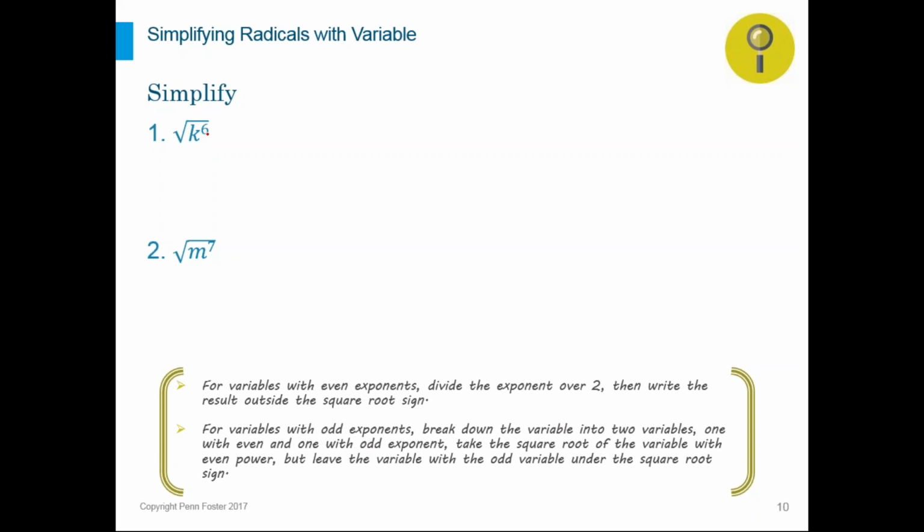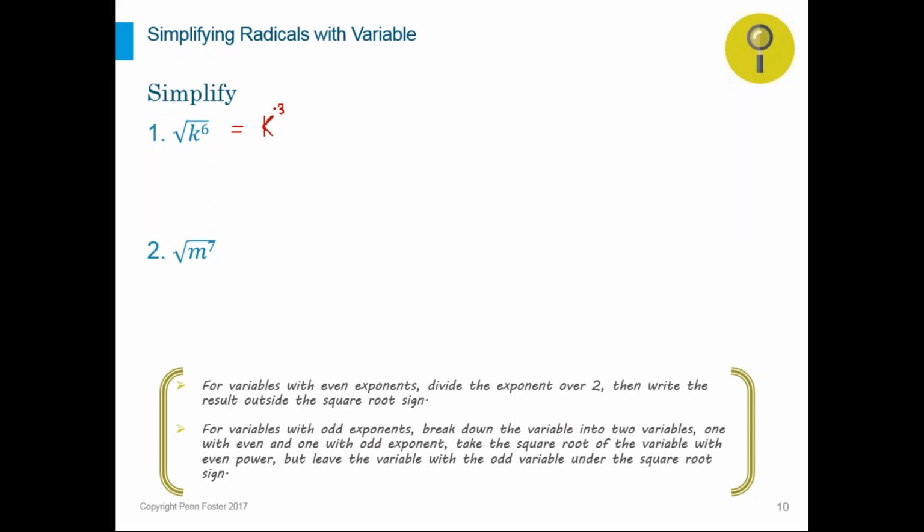The rule says if you have a variable raised to an even number as a power, which is 6 here in this case, all you need to do to simplify is divide the exponent over 2. 6 divided by 2 is 3. Then the simplest form of the square root of k raised to the 6th power is k to the 3rd power.